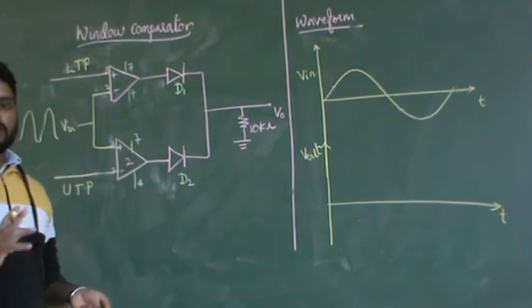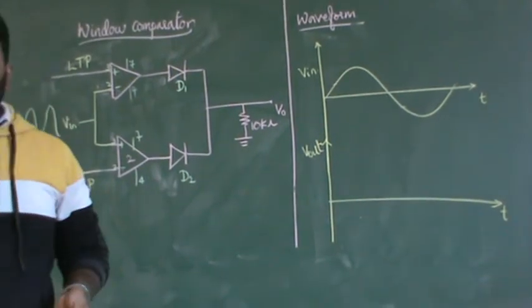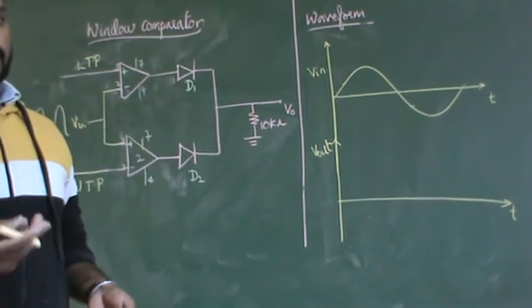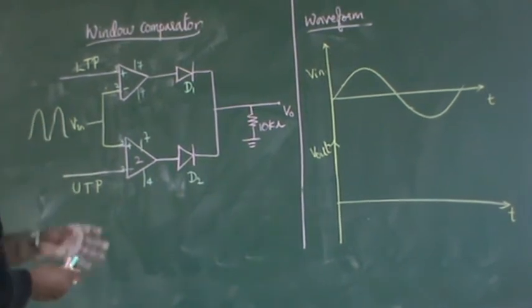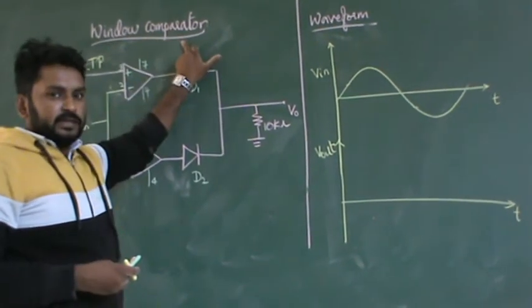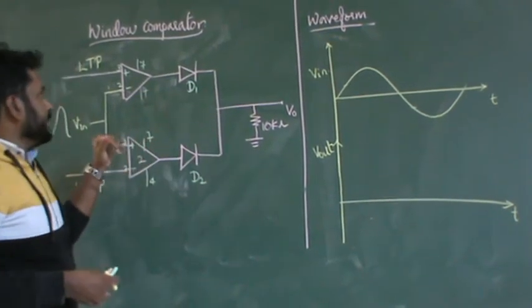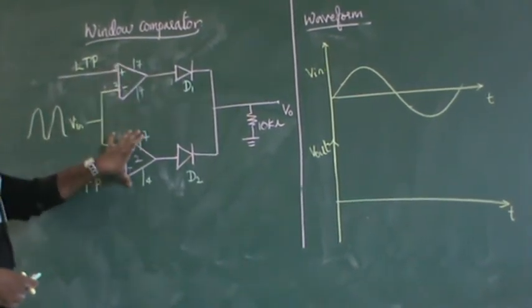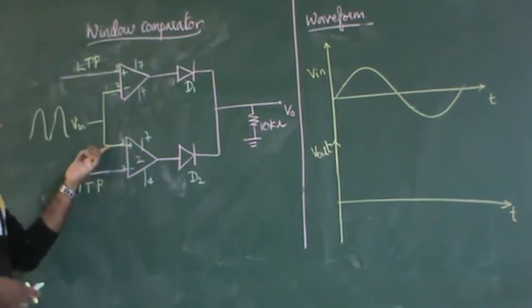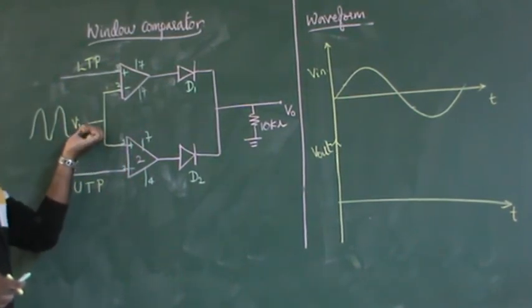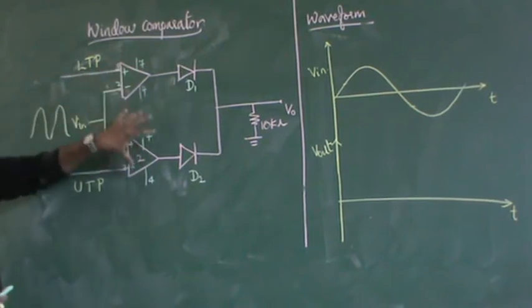So by keeping the concept of the inverting comparator and the non-inverting comparator in mind, we will understand what is meant by a window comparator. If you observe the circuit diagram of the window comparator, it is a combination of inverting and non-inverting. See here, we are giving input. This input voltage has been distributed to both the op amps.